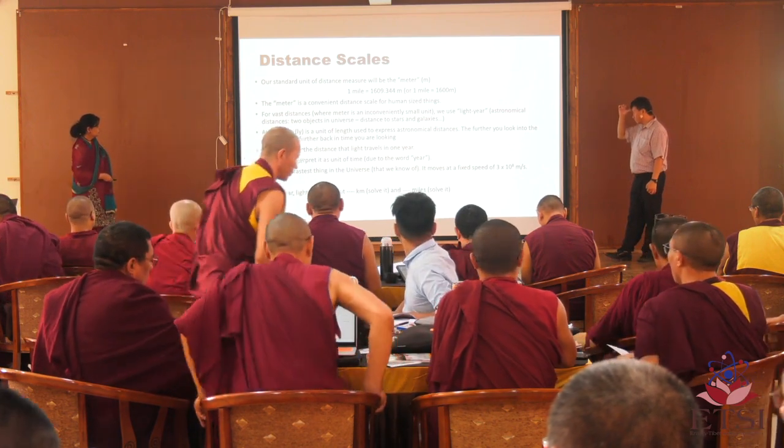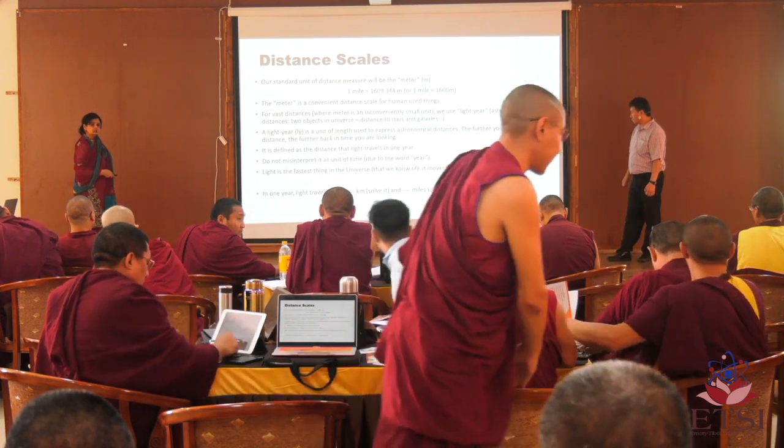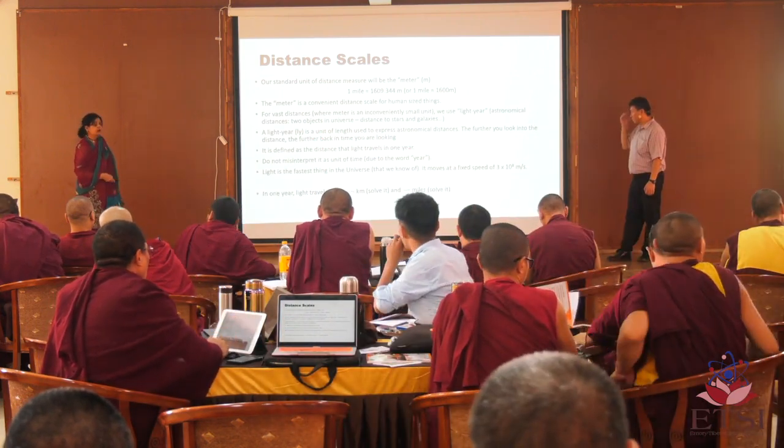Can you solve this for me? In 1 year, light travels about like how much kilometers it will travel and how many miles?